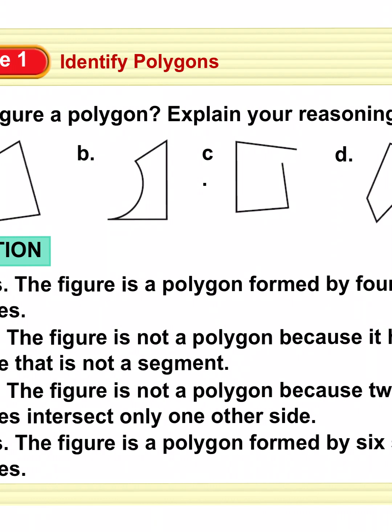Okay. What restrictions does a polygon have? What makes a polygon a polygon? Has to be closed. Has to have straight lines. Okay, what else? Has to have more than four sides. Four or more. So only A. What else?